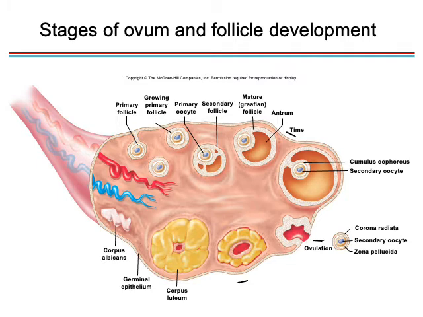Here is a nice diagram of the ovarian cycle, starting with the primary follicle, primary oocyte, maturing into the secondary oocyte, ovulation, development of the corpus luteum, and then degeneration of the corpus luteum.